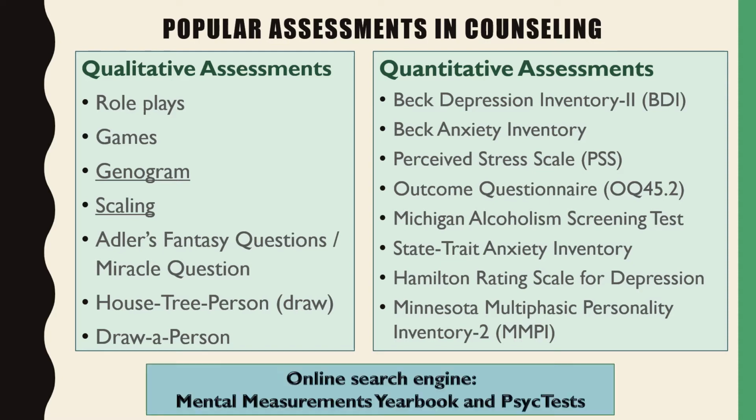Apparently, that's to assess the level of alcoholism, the alcohol usage. And there's also another anxiety inventory here, state trait anxiety inventory, another depression test called Hamilton Rating Scales for depression, and then there's also that famous MMPI.